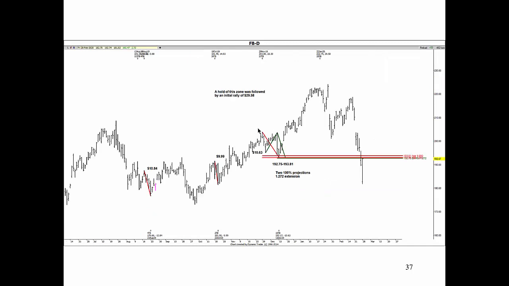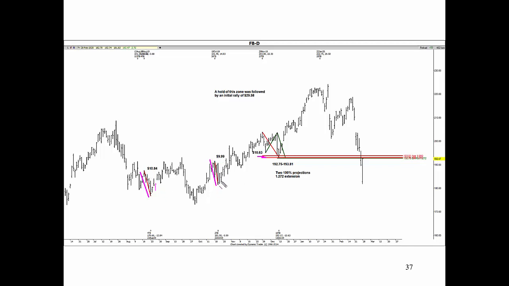Let's take a look at, I have an example on Facebook, the daily chart. This is, again, using symmetry. This is where I took some prior high to low swings and then projected them. And I would have done all of them. I'm just showing you the ones that gave us this particular low.